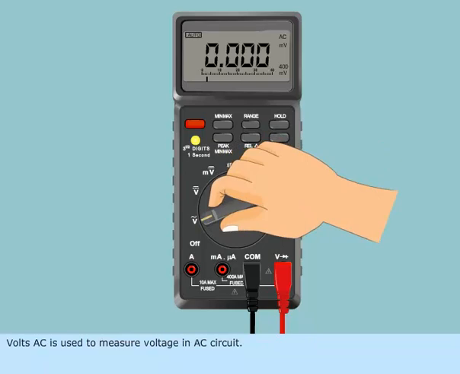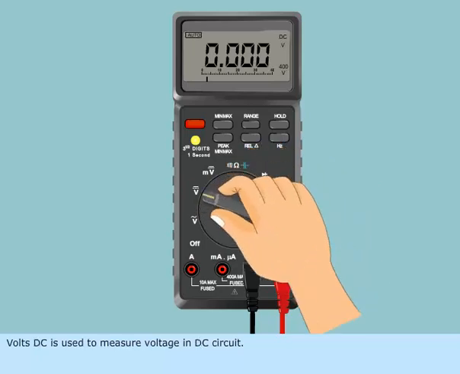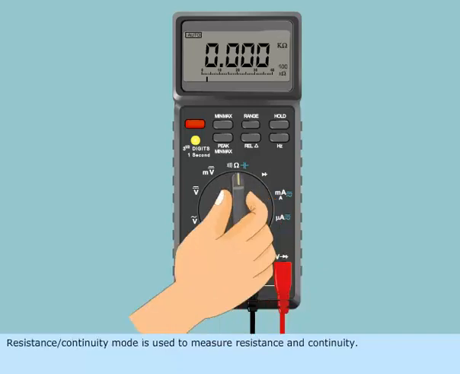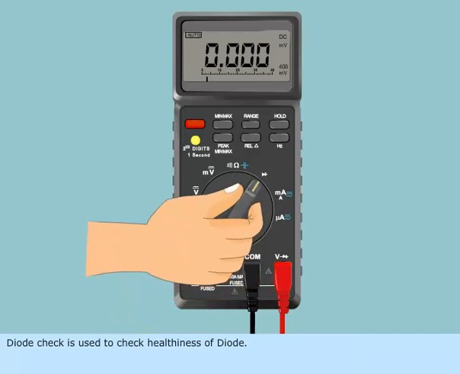Volts AC is used to measure voltage in AC circuit. Volts DC is used to measure voltage in DC circuit. Millivolts DC is used to measure low voltage in DC circuit. Resistance/continuity mode is used to measure resistance and continuity. Diode check is used to check healthiness of diode.